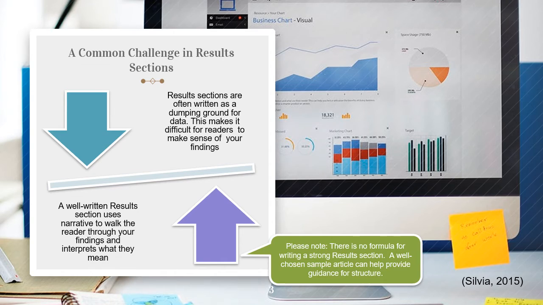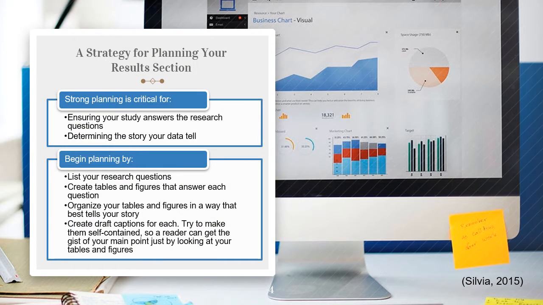Let's take a look. Have you ever been to a museum and had a docent basically guide you through what you're seeing in the museum? That's what you want the results section to be. You want to guide them through your data and tell them a story. So it's critical for your results section to have strong planning. You want to make sure that your results section answers your research questions, and you also want to plan in advance to figure out the story that you're going to tell.